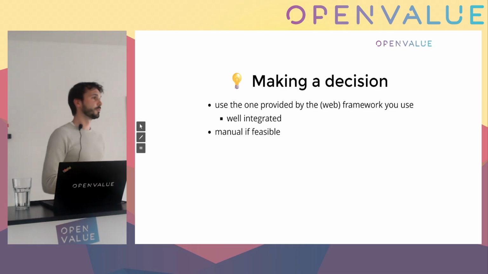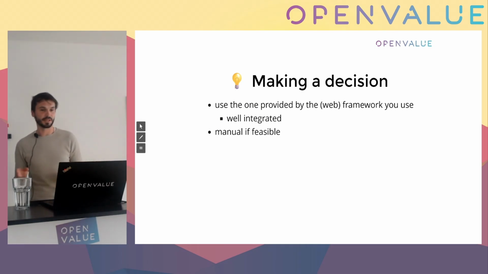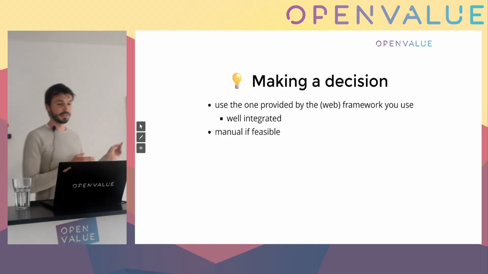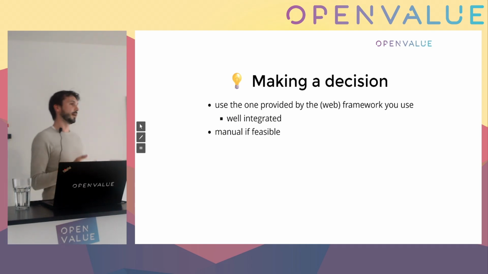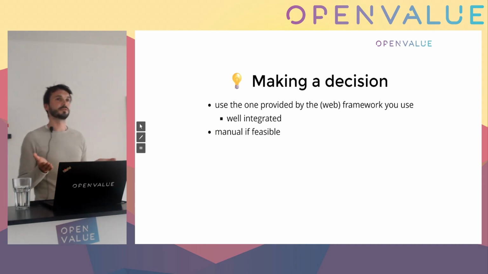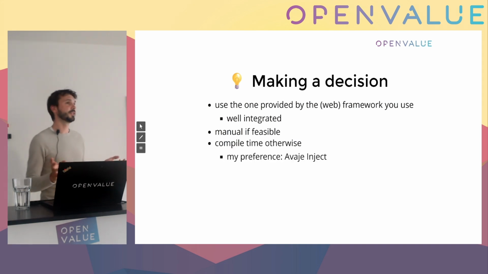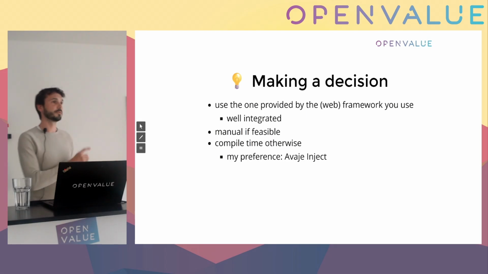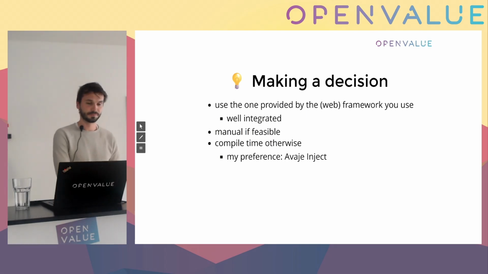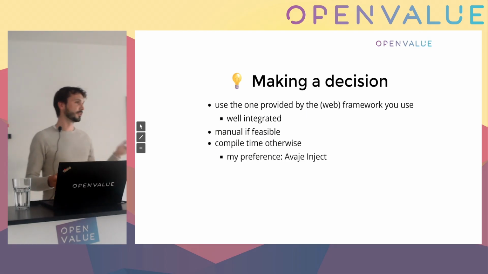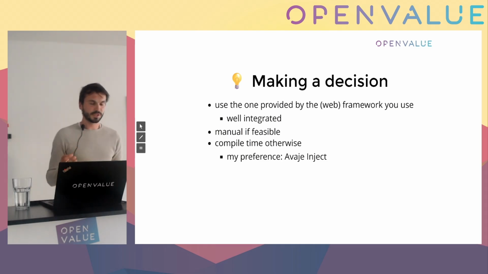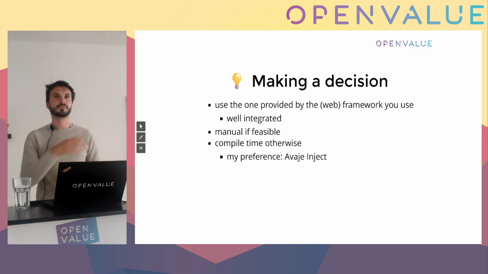If it's a small project where you don't have any dependency injection yet, and you might want to use it, do it manually. Because it's simple to switch to a framework, why not do it, even though you know you're going to change it later. Otherwise, you're free to choose. Then I would recommend to use a compile time framework. My preference is Avaje Inject because it's super easy to use. You can just pull in the library, and mostly you're done.